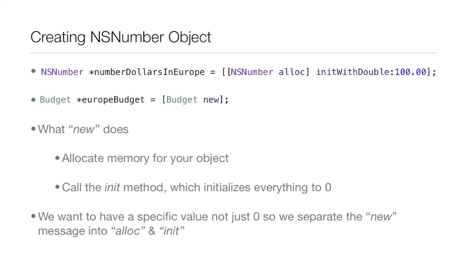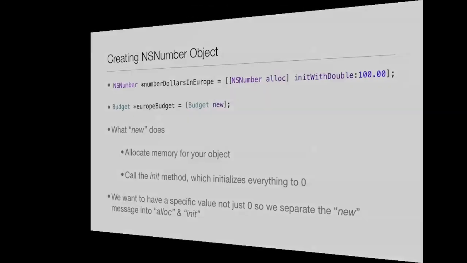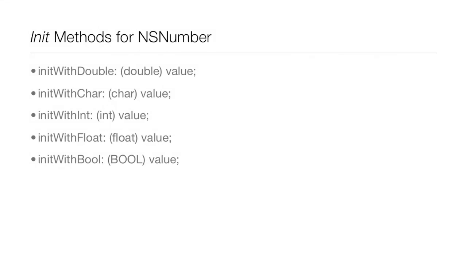So that's why we can't use the new message for creating this object, we have to actually allocate it and initialize it ourselves. Now, there's actually a couple other init methods for NSNumber. You can initialize it with a double, integer, float, a bool, character, all that stuff. It's the same basic idea. Just wanted to go through those real quick.